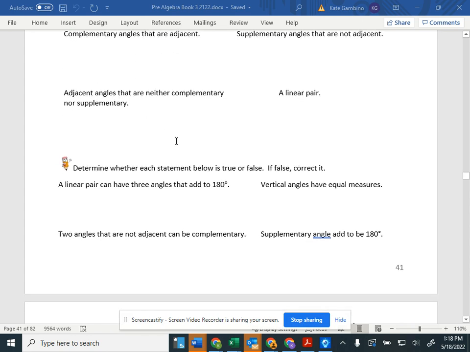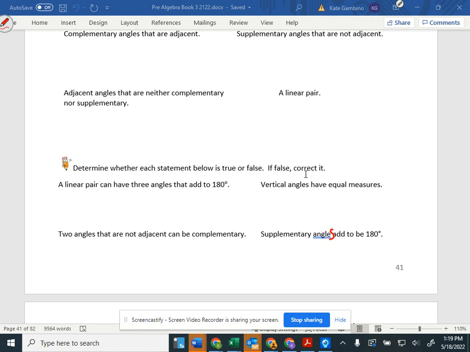Then determine whether each statement below is true or false. If it is false, correct it. Make it true. So if it's false, correct it. Now I am going to point out that Mr. Schultz, when he typed this up, he made it with supplementary angle add to be 180 degrees. What do you think that's supposed to read? Supplementary angles. So put an S there.